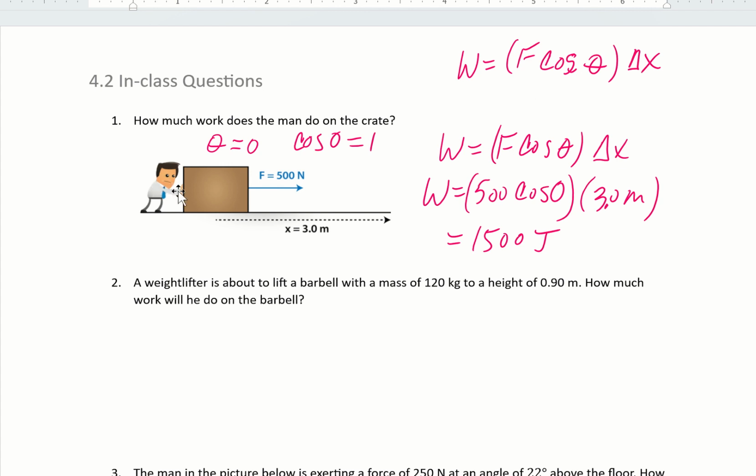So when you're pushing parallel to the motion, or the force is parallel to the motion, we can just omit cosine of 0 because you're just multiplying by 1, and that's where we get work as force times displacement.